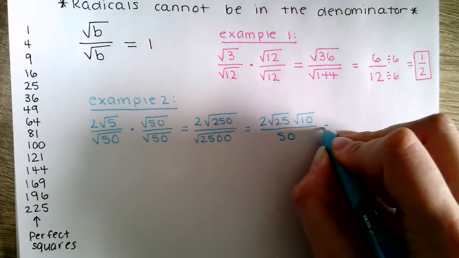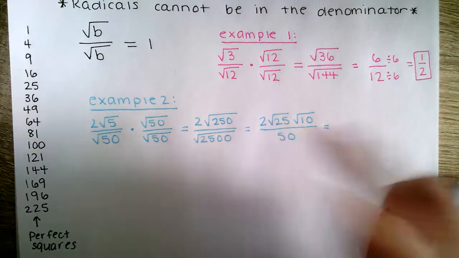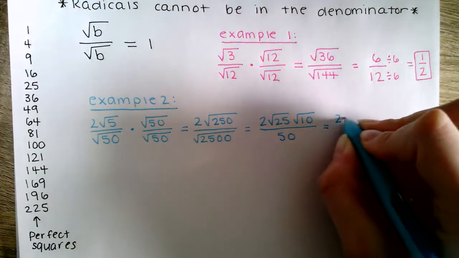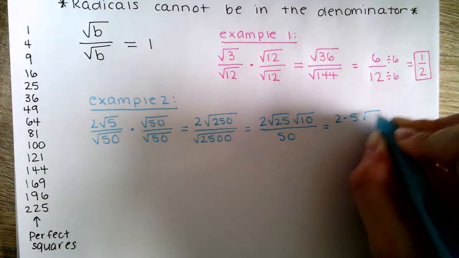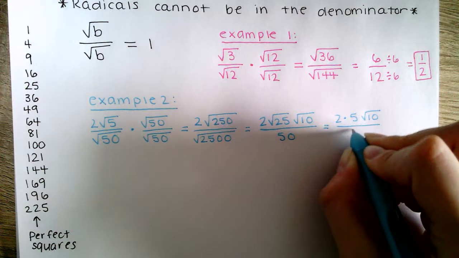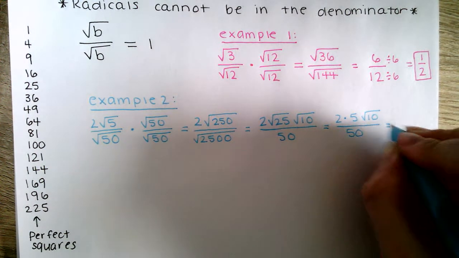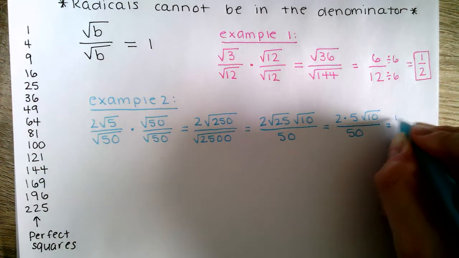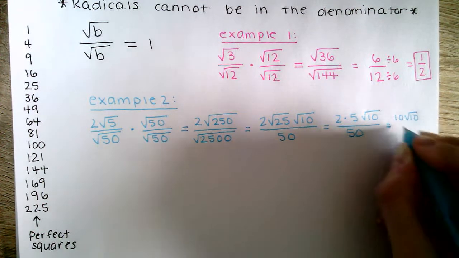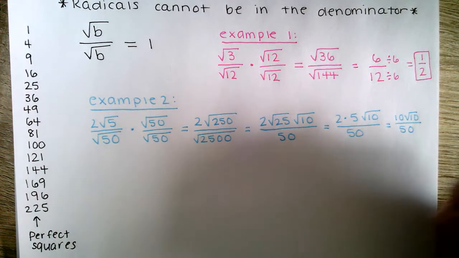But we are not done yet. We need to keep simplifying. So square root of 25 is 5. So this turns into 2 times 5, radical 10 over 50. And we can do 2 times 5 is 10, radical 10 divided by 50.